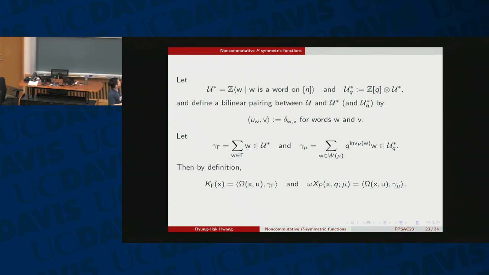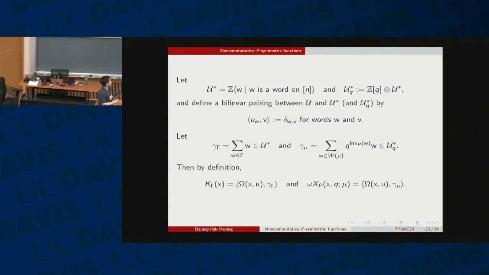And U star be the free G module generated by all words W, and Q star is just the scalar extension of U star. And define a bilinear pairing between U and U star like this: the pairing of U sub W and V is equal to chromatic delta of W and V.